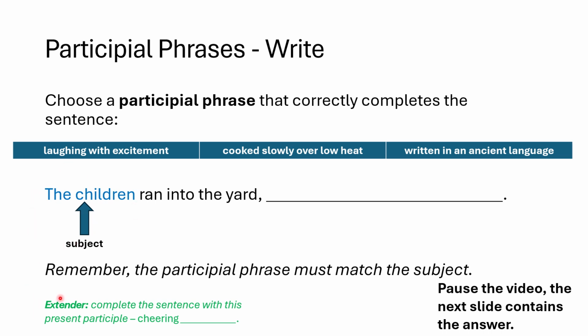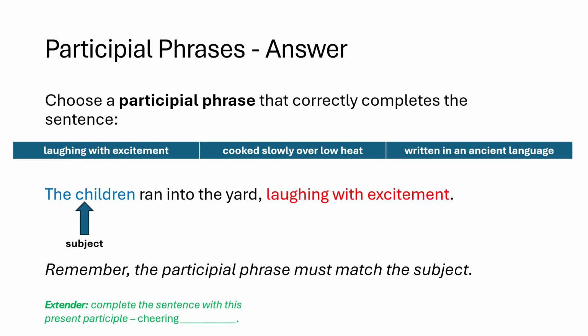Here is the extender. Complete the sentence with this present participle. Cheering. Pause the video. The next slide contains the answer. Check your answer. The children ran into the yard, laughing with excitement.